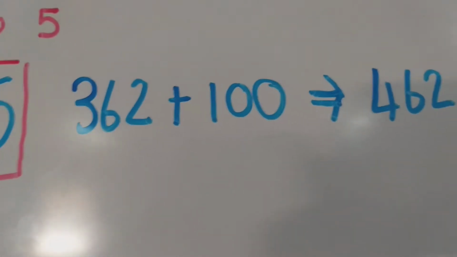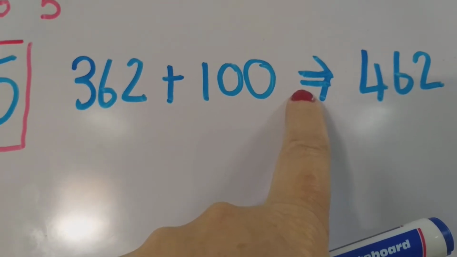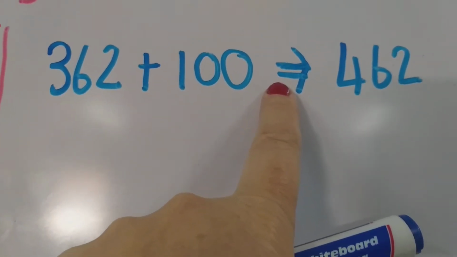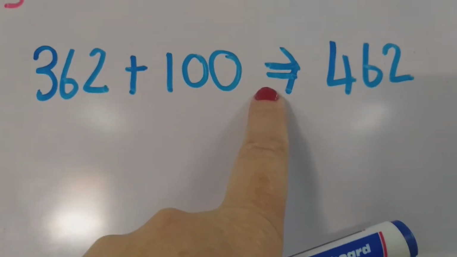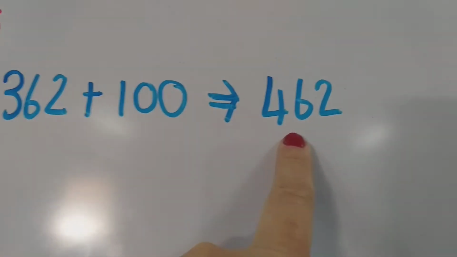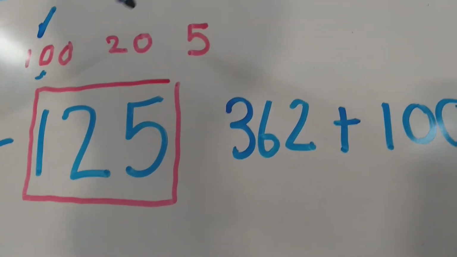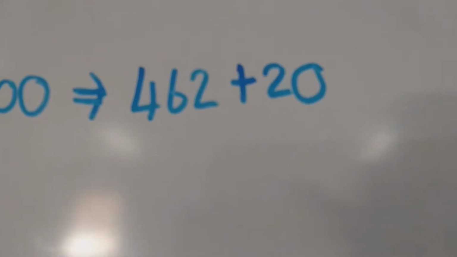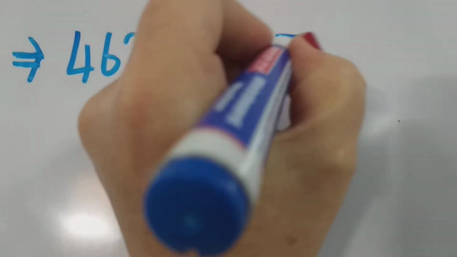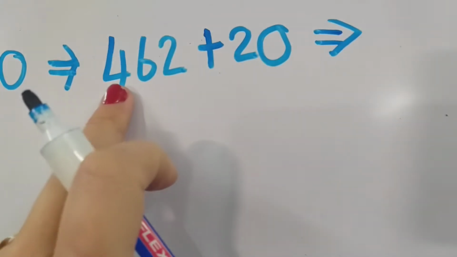The reason why I do it like that is because it kind of looks like an equal sign. And that is exactly what the arrow is. Treat your arrows like an equal sign. So 362 plus 100 equals 462. So we've added on 100. Now what do we add on? 20. That's right. So 462 plus 20, arrow equals arrow, it's going to come to 482.